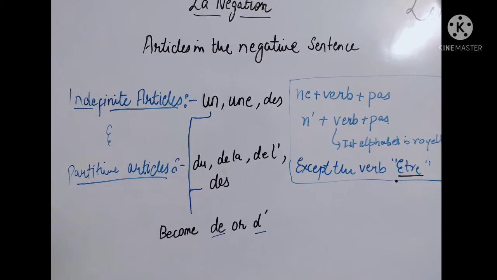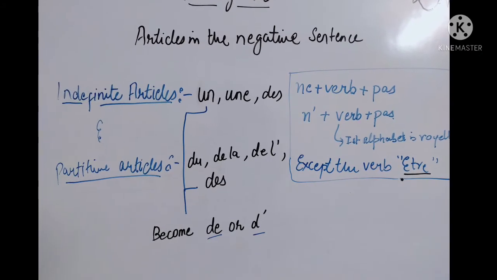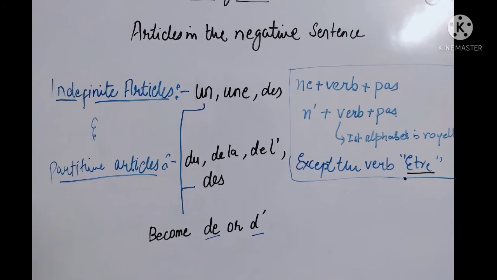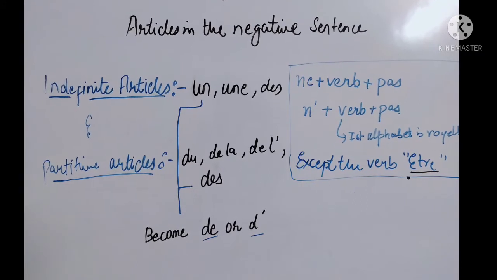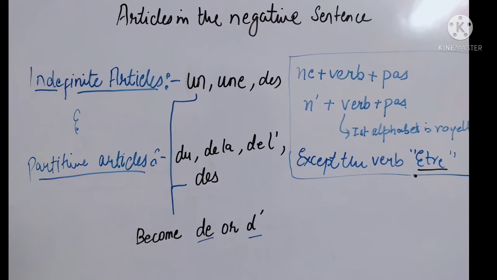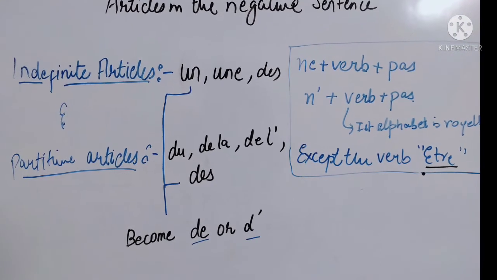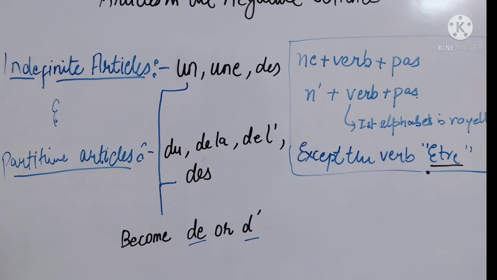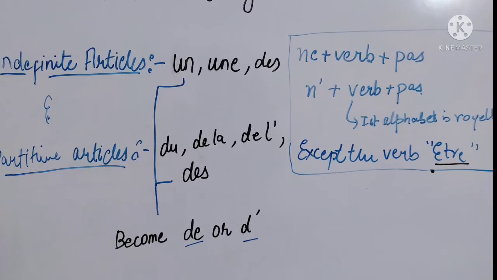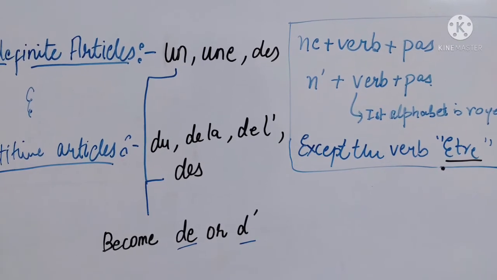Now let's go to the indefinite articles. In indefinite articles we have un, une, des, and partitive articles we have du, de la, de l apostrophe, and des. So both of them become de or d apostrophe whenever we are changing the statement from affirmative to negation. D apostrophe is used in vowel cases.